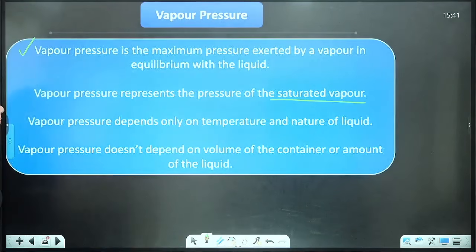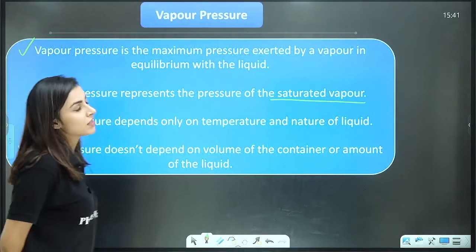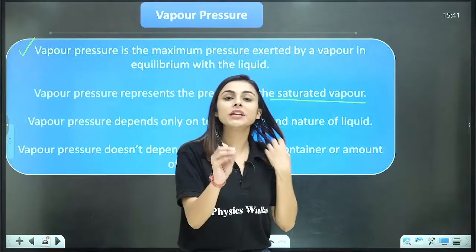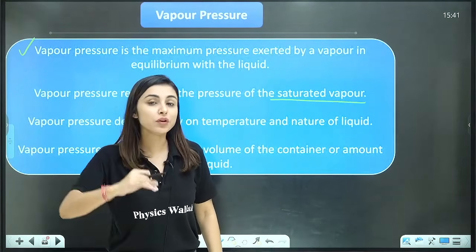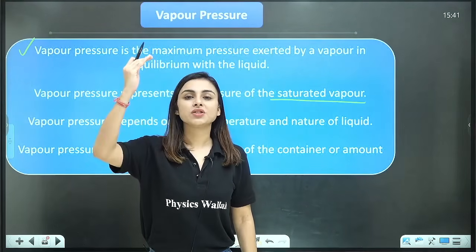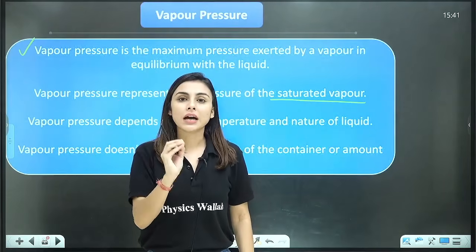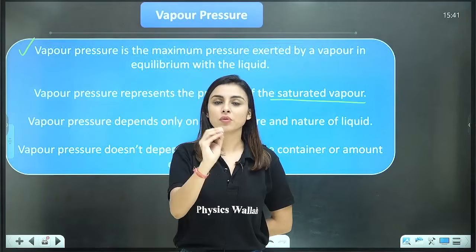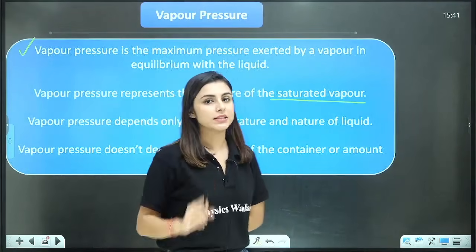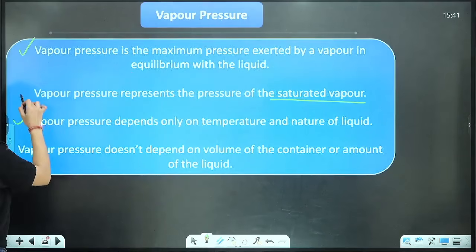Next, vapor pressure depends only on the temperature and the nature of the liquid. Yes, at one particular temperature, you have one particular vapor pressure. If you increase the temperature, vapor pressure would increase. But if you are talking about a particular temperature, then its vapor pressure for one particular liquid would be constant. Perfect. I hope you understand the third point as well.